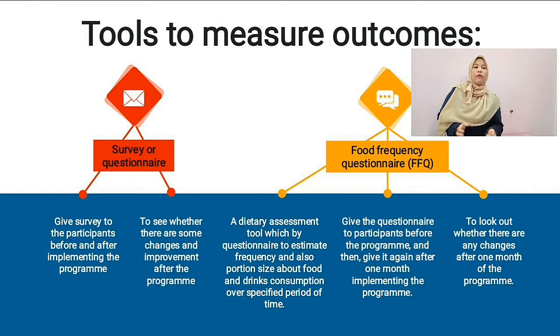Then next, we can give an FFQ, which is the food frequency questionnaire. It is a dietary assessment tool with questions that estimate frequency and portion size of the foods that we eat over a specific period of time. We can give it to the participants before the program and give it again after a month of the program, so we can see whether there are some changes in the fat intake after a month.